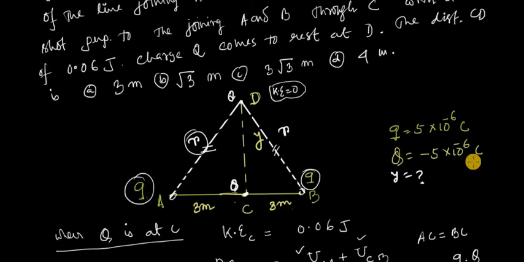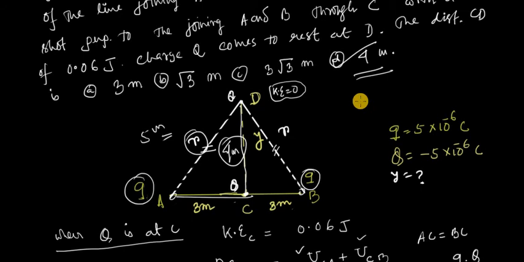Now this is our 5 meter, this is our 3 meter, and so simple. This is our 4 meter, then CD should be 4 meter. So option D is right. Okay, so option D is right. CD is equal to 4 meter.